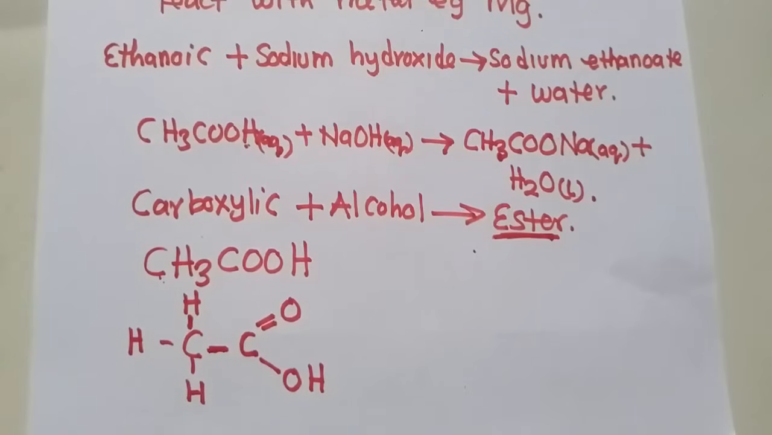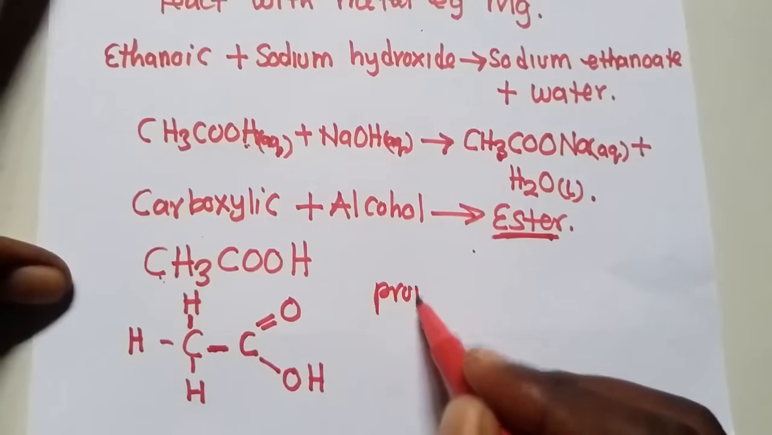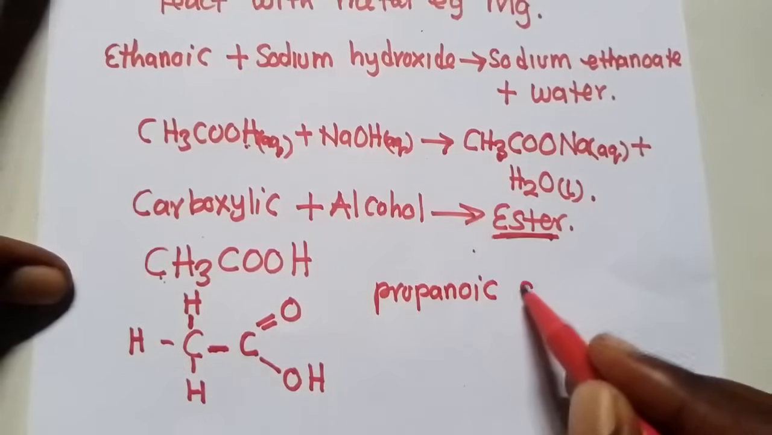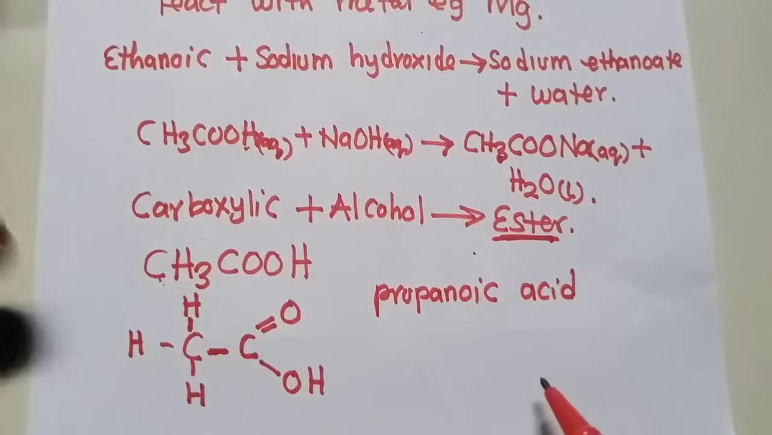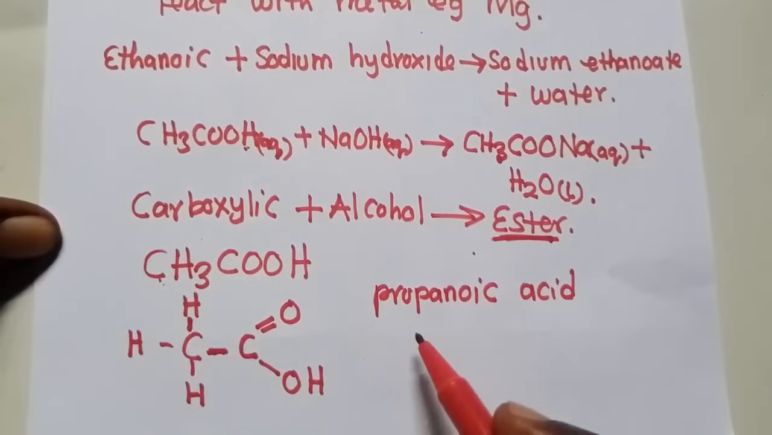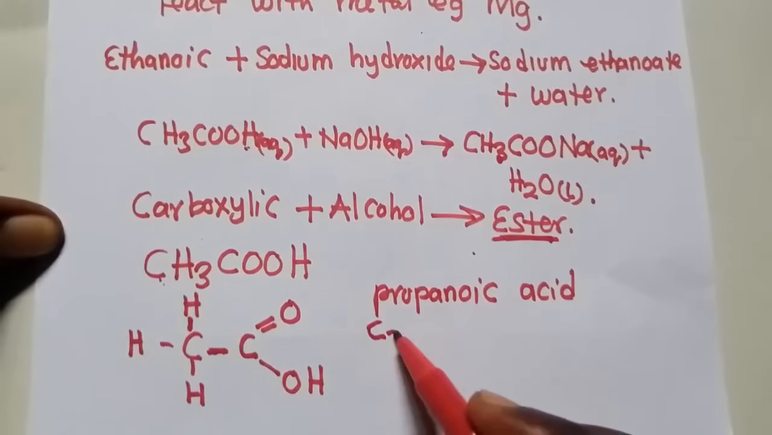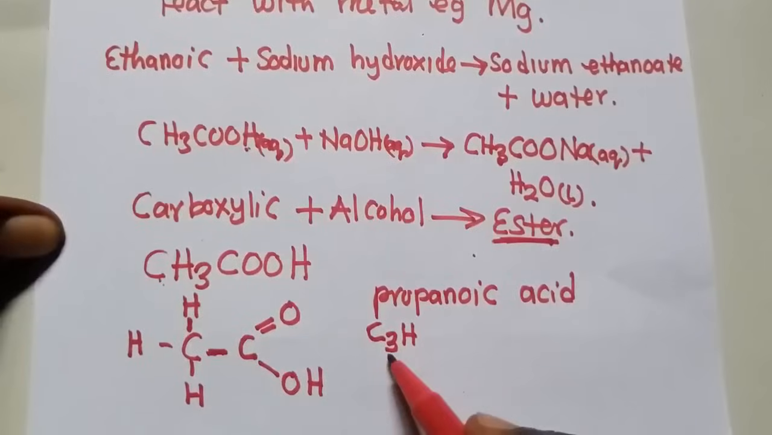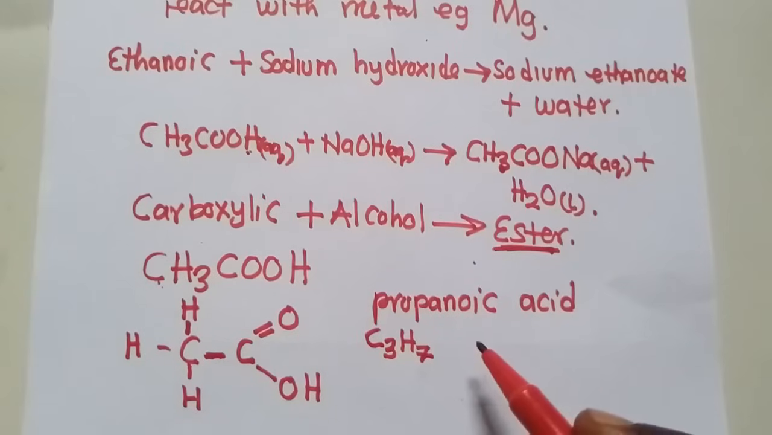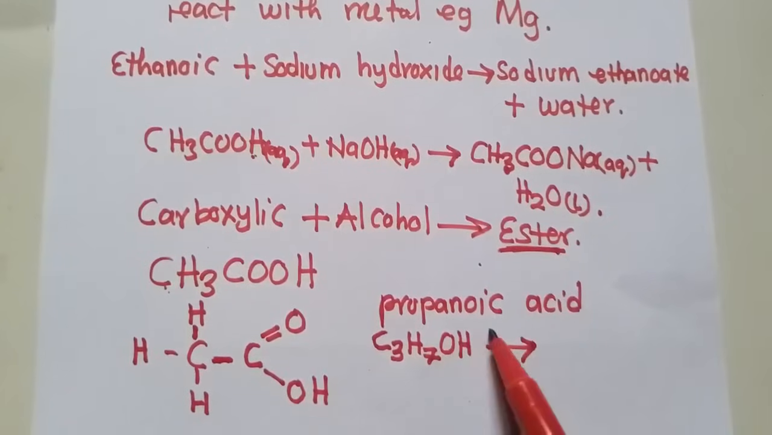So hope you are able to write, if we say, propanoic acid. How can you write propanoic acid? In an exam, they will just tell you to write propanoic acid. Just to give you a quick revision, you know that this is propanoic acid coming from propane. Propane is like this, position 3, then you say 2 times 3, 6 plus 1, 7, then you say OH. From here we produce propanoic acid.